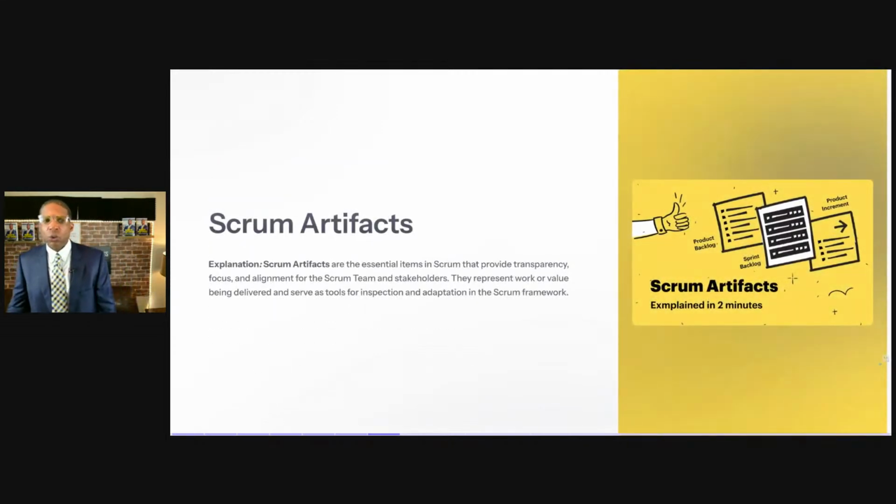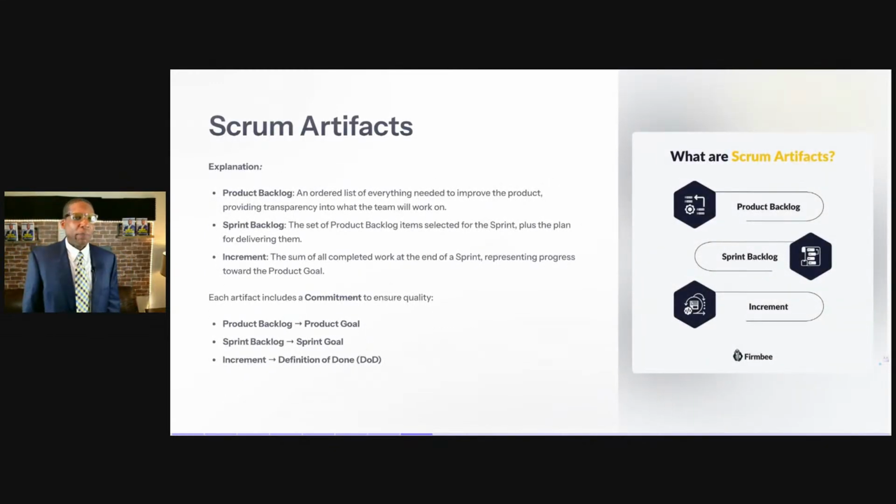All right, let's get into the artifacts. Matter of fact, what is a Scrum artifact? Well, Scrum artifacts are essential items in Scrum that provide transparency, focus, and alignment for the Scrum team and stakeholders. They represent work or value being delivered and serve as tools for inspection and adaptation in the Scrum framework. Remember, inspection, adaptation, and transparency are our three pillars in Scrum. Now let's unpack some of these artifacts. So we have three artifacts here: product backlog, sprint backlog, and increment.